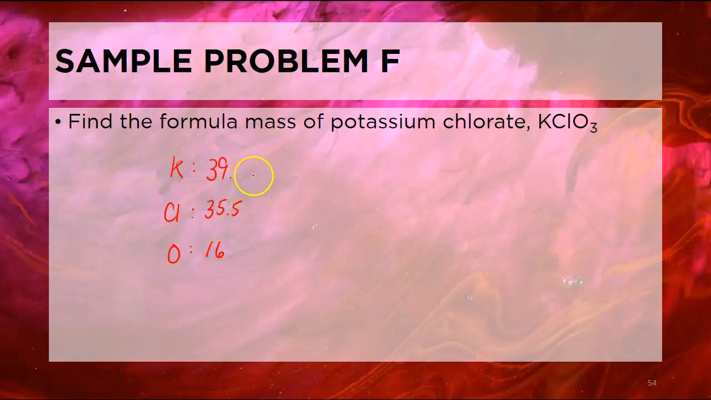So potassium, there's only 1, so I can leave it alone. Chlorine, there's only 1, so I can leave it alone. Oxygen, there's 3. That becomes 48. So I add those numbers all 3 together. I get about 100, 117, 122, about 122.5 or 123 AMU.